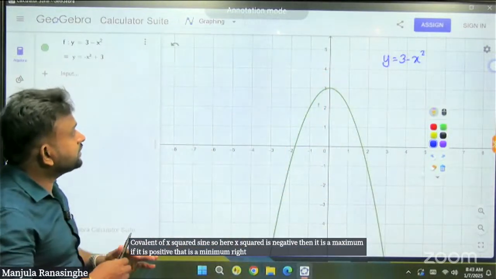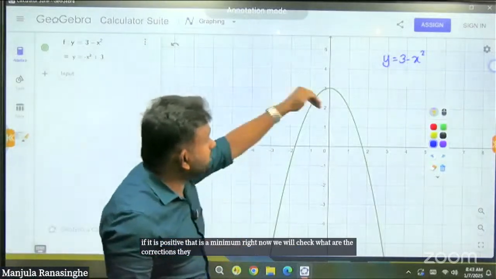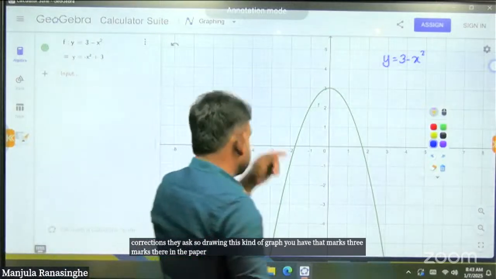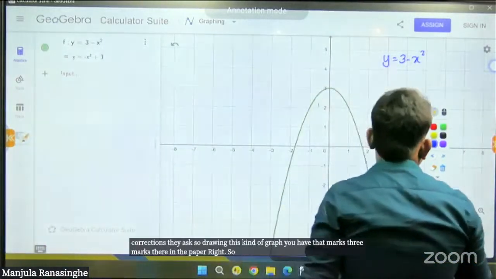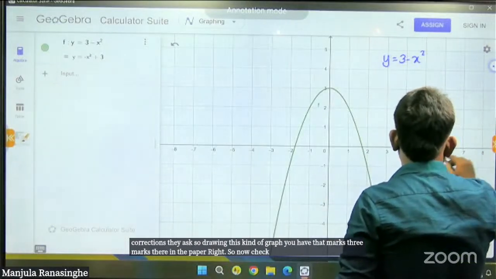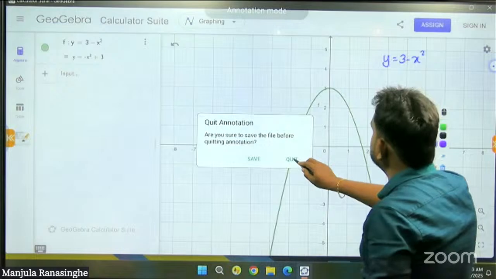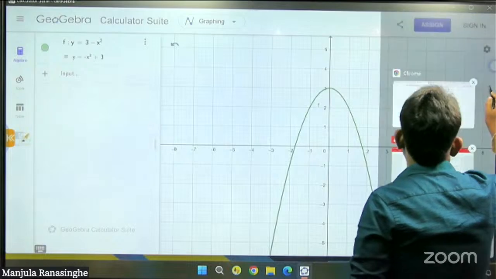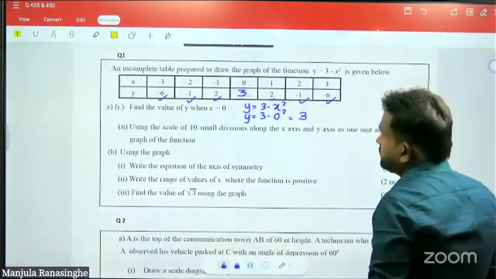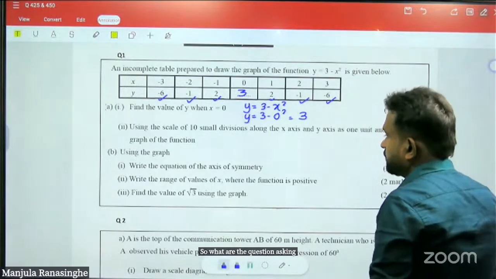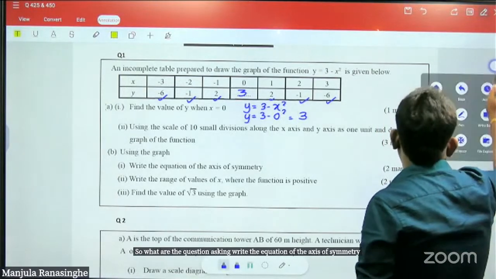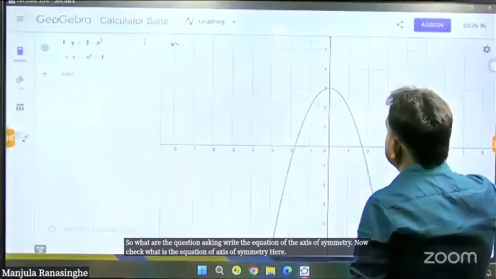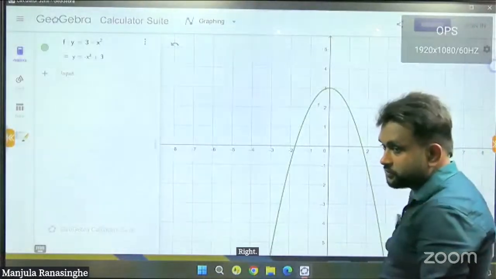Now we will check what questions they ask. Drawing this kind of graph, you have 3 marks in the paper. Right. So now check, what is the question asking? Write the equation of the axis of symmetry. Now check what the equation of the axis of symmetry is here.